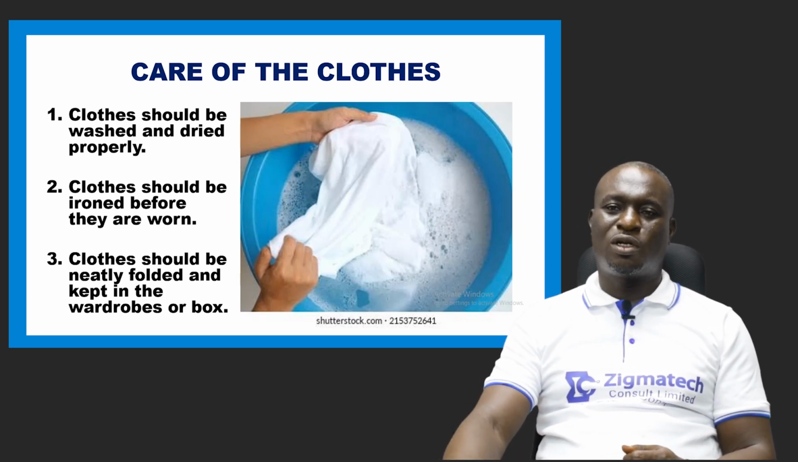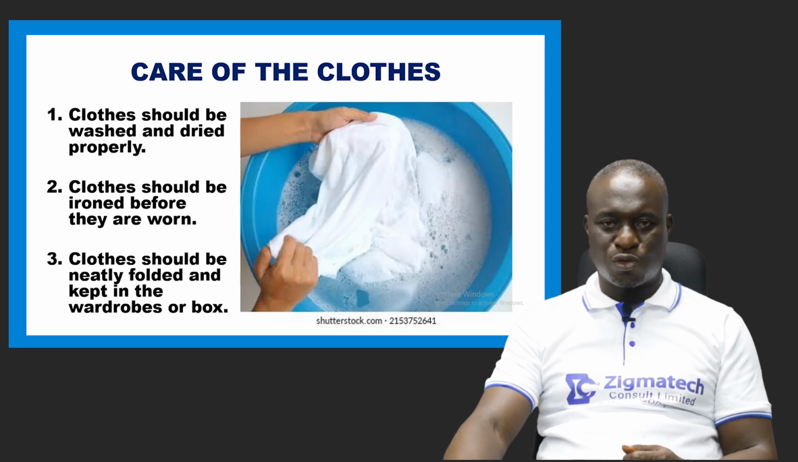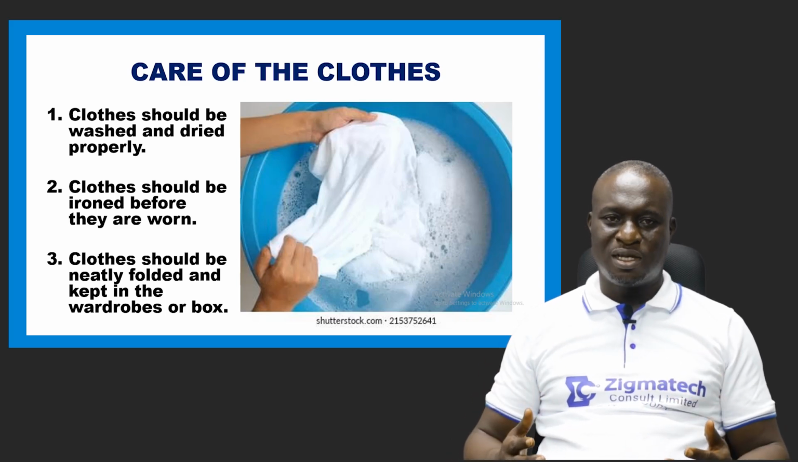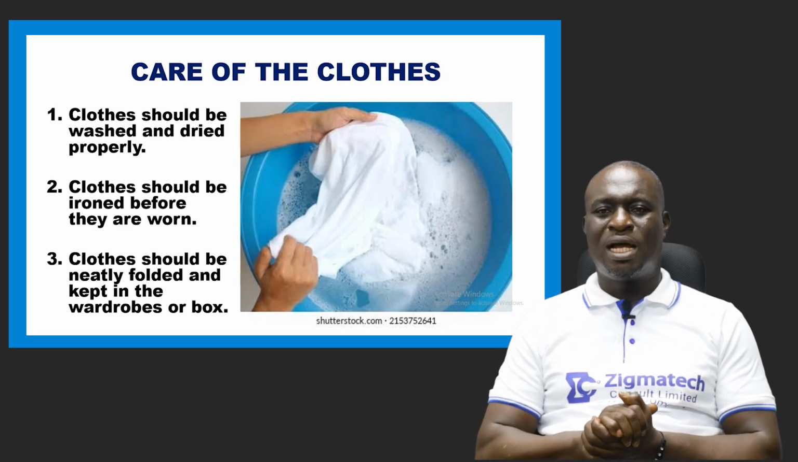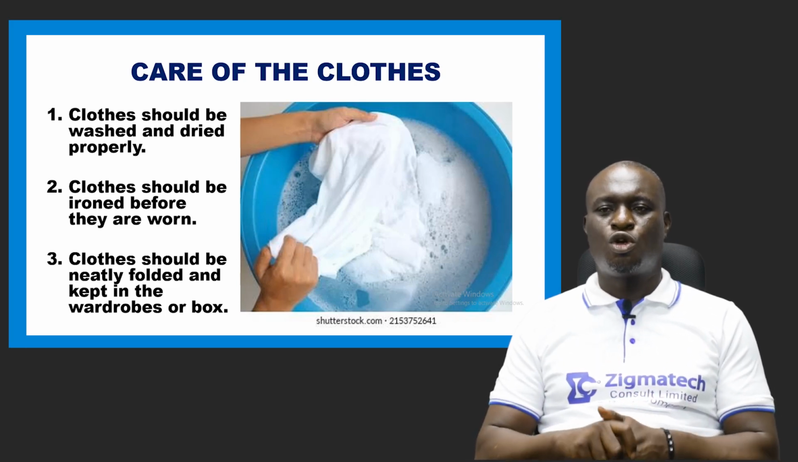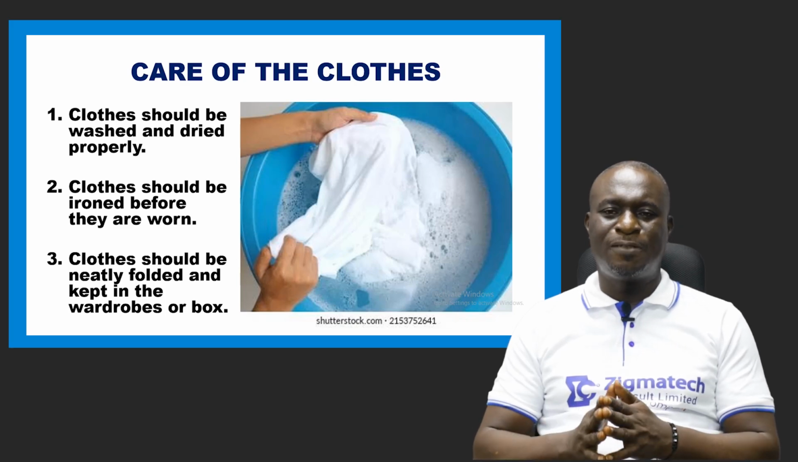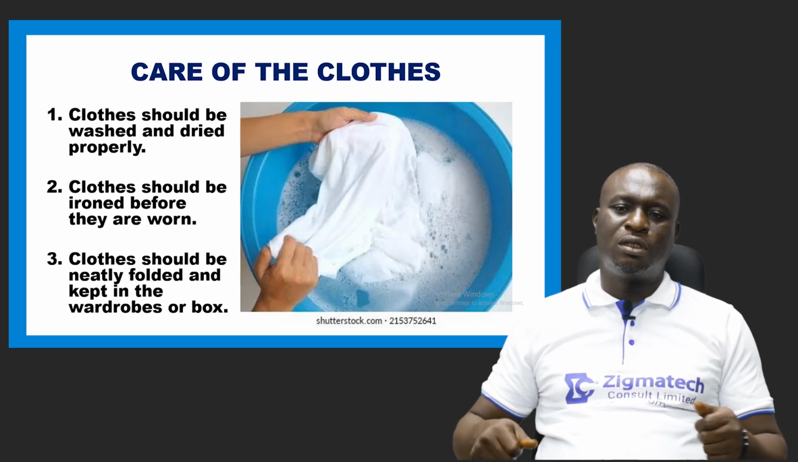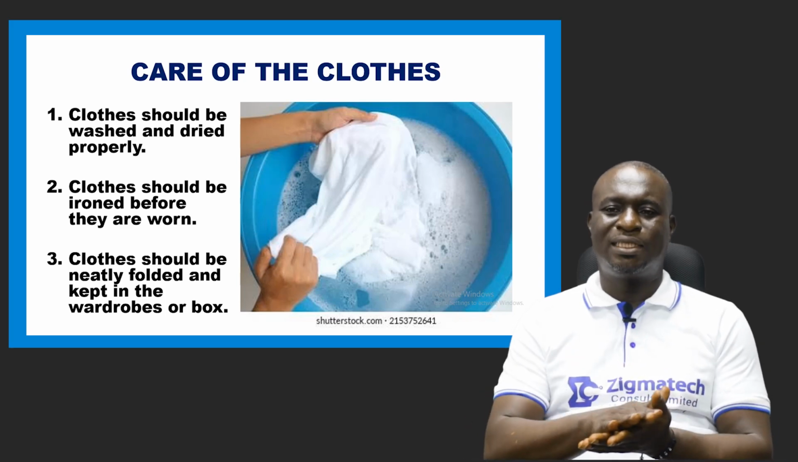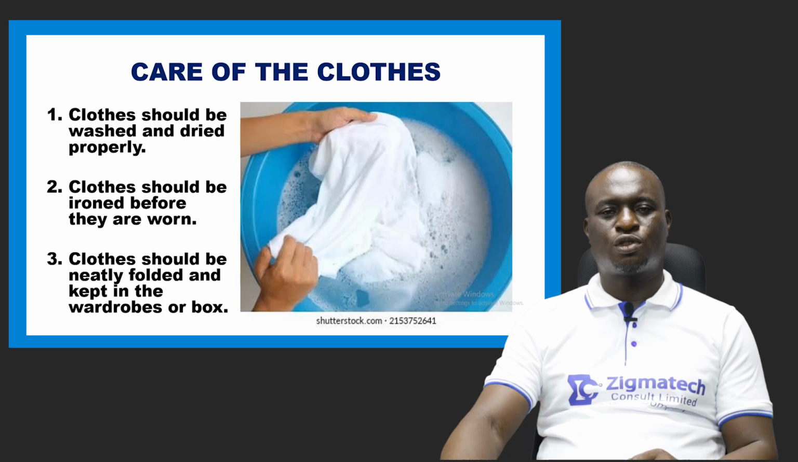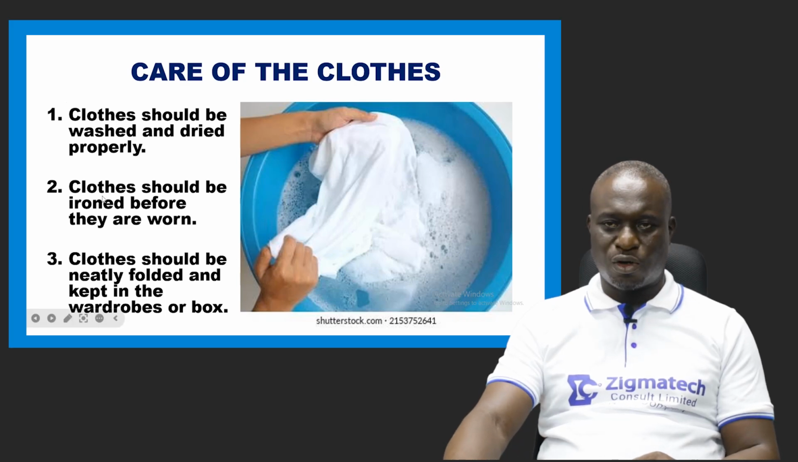And then next one we have is care of the clothes. These are your personal belongings. We're talking about personal hygiene. So care of the clothes. How do we take care of our clothes? Clothes should be washed and dried properly. Clothes should be ironed before they are worn. Clothes should be neatly folded and kept in wardrobes or in boxes or bags.